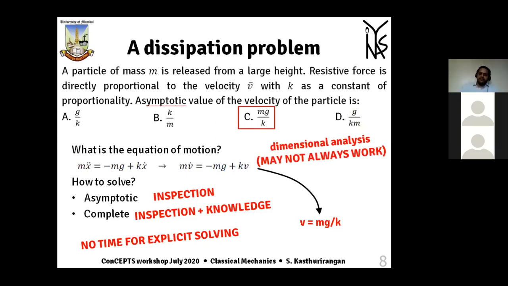But dimensional analysis may not always work, because in the B part of the NET paper, they can easily move the same question to the C part and make all the solutions have the same dimensions. And in that case, you will not be able to distinguish between the solutions.